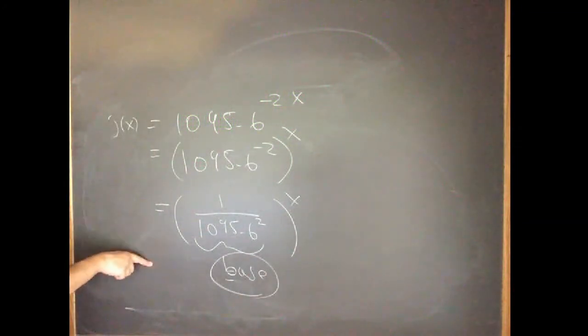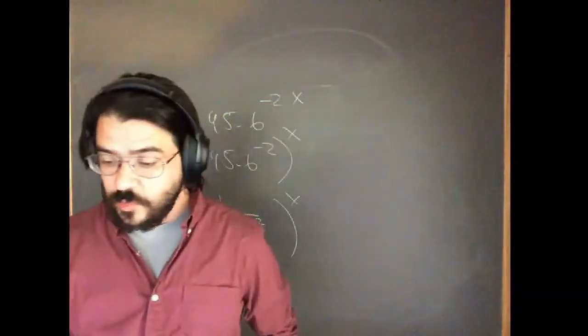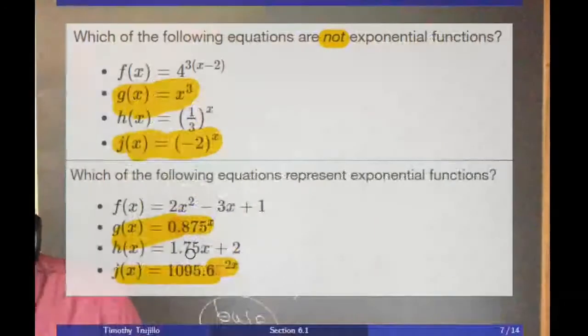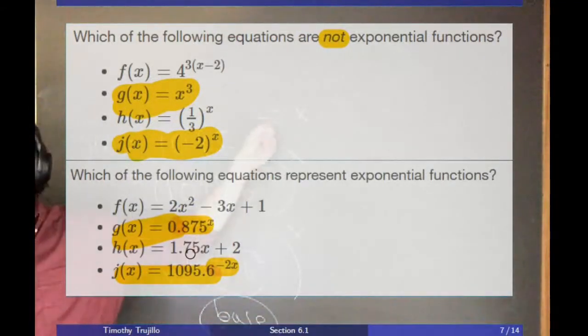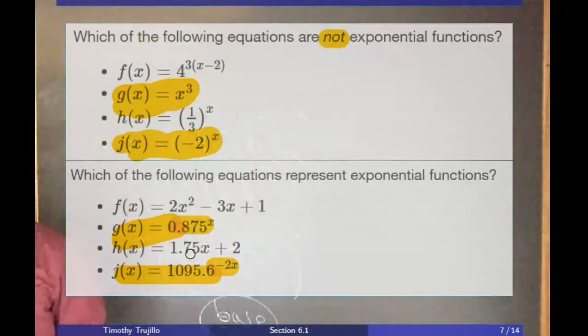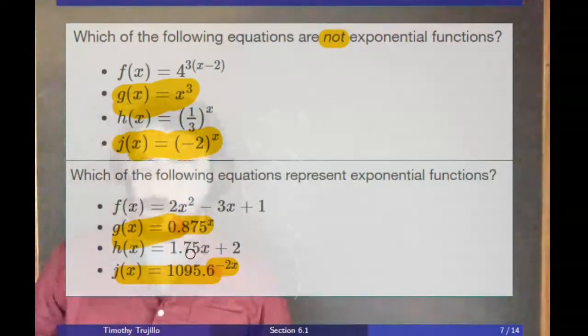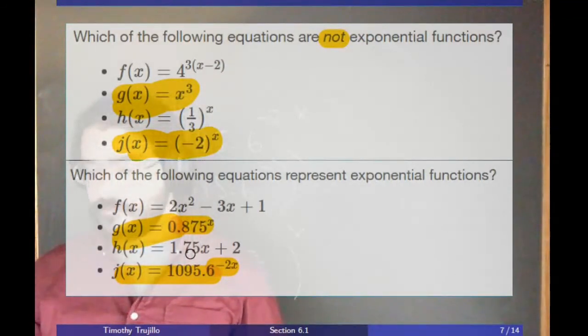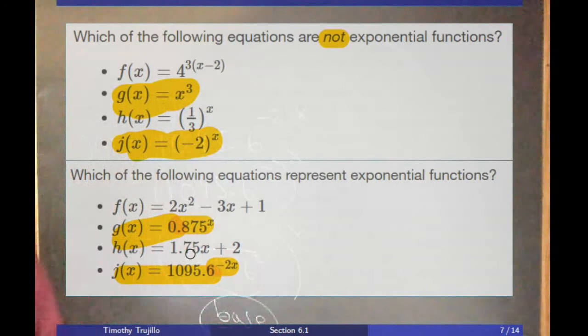The a in this case is 1. If I plug in 0, I just get back 1. So that a value is 1. The b value in this case is 1 over 1095.6 squared. And that means that this is exponentially decreasing. And so sometimes you'll see these decreasing ones with a negative exponent up here. We're going to talk a little bit more about that in terms of Euler's constant. So we'll see that coming up again as well. But again, here are some good examples of the sort of thing you'll see in affinity for 6-1.